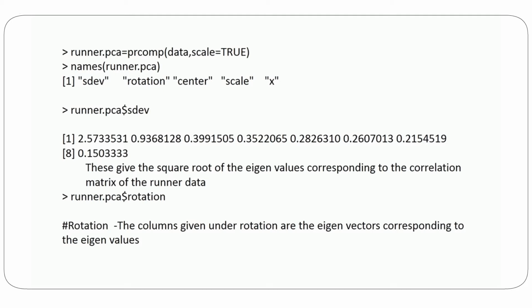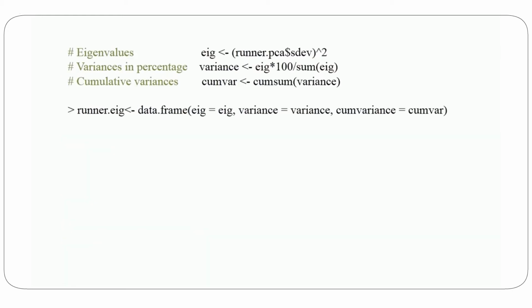So, from the R object runner.pca, if we extract the component sdev, these give the square root of the eigenvalues corresponding to the correlation matrix of the data. The eigenvalues are in decreasing order of magnitude. If we extract from the R object runner.pca the component rotation, the columns given under this rotation will give the eigenvectors corresponding to the eigenvalues.